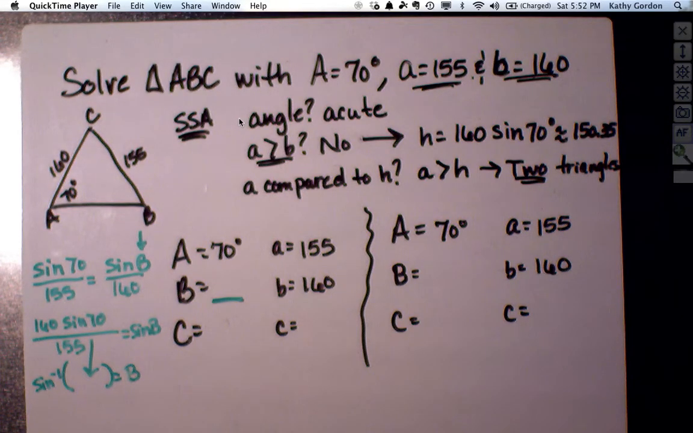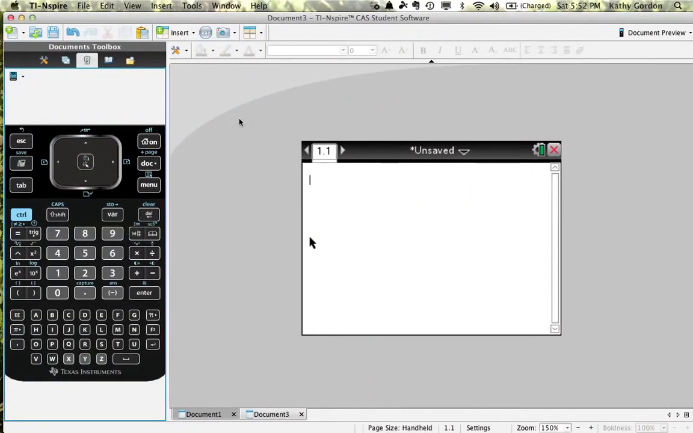Okay, so let's go to our calculator. So I'm going to go ahead and take the 160 times the sine of 70, divide that by the 155, and get my answer. Now again, that came out in a trig form, so I'll do a Control Enter to get the decimal answer because that'll be a little easier to work with. And so we're equal to about 0.970005. But that's what the sine of B is equal to.